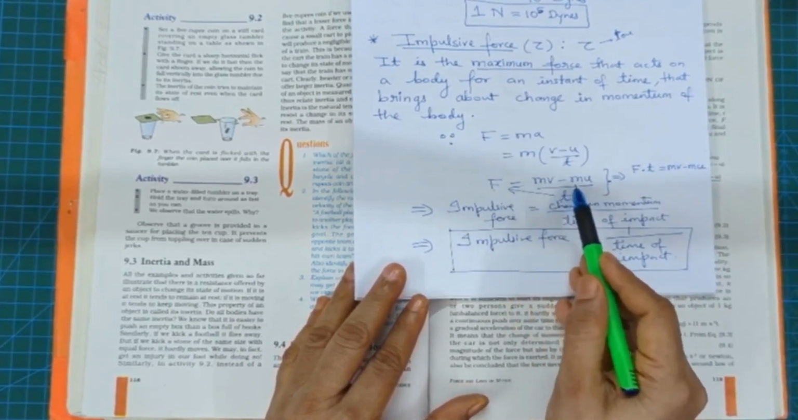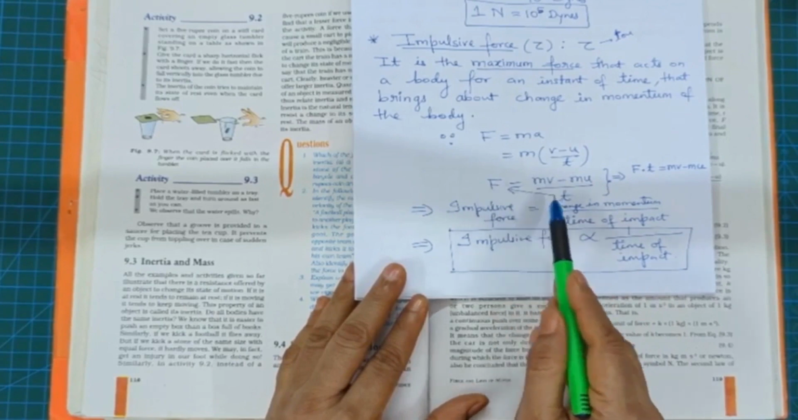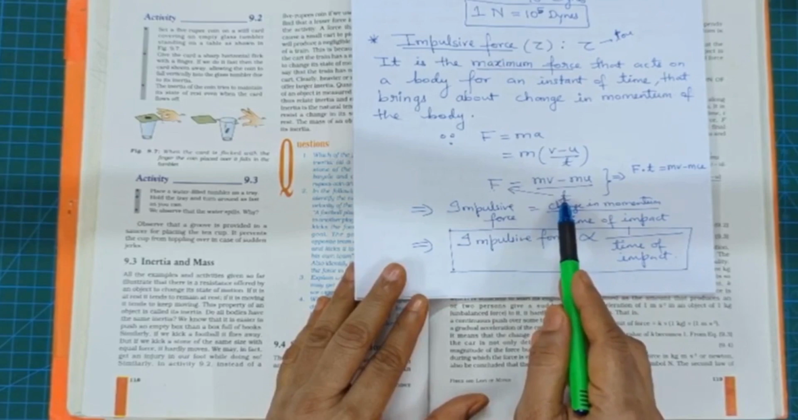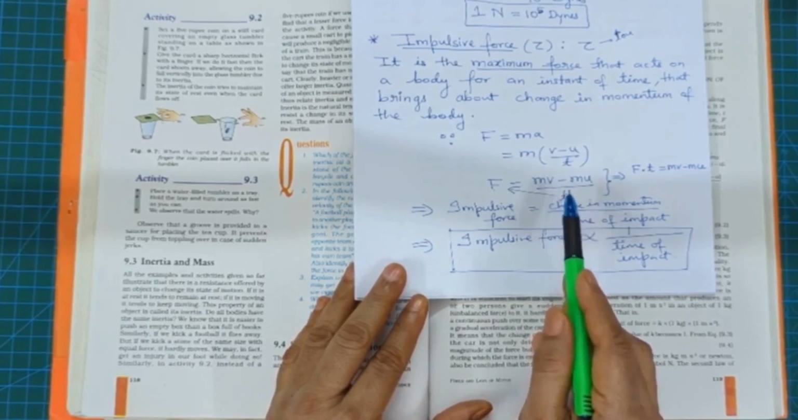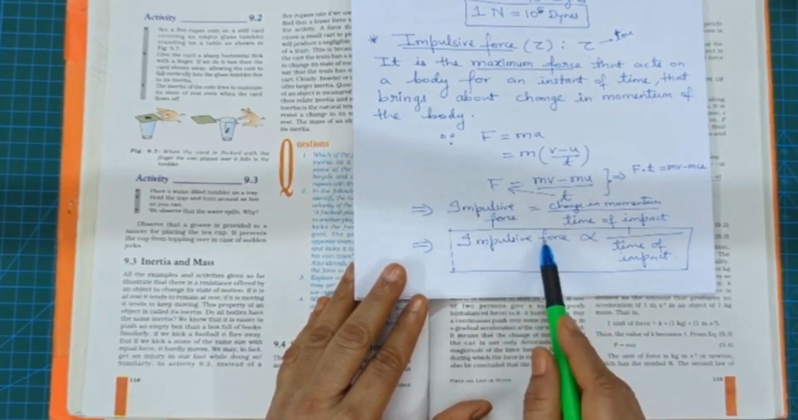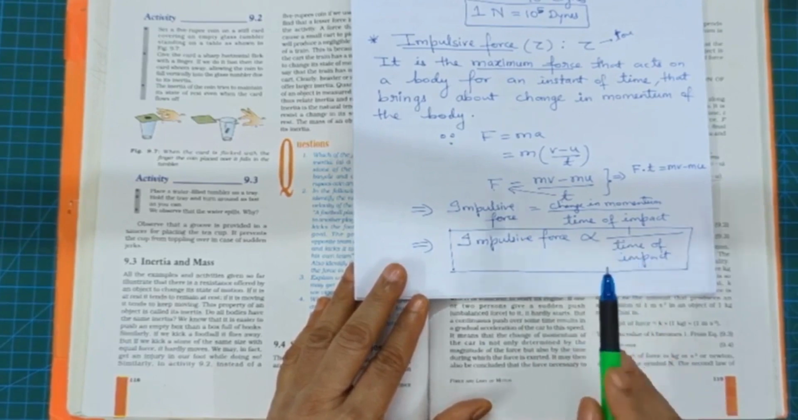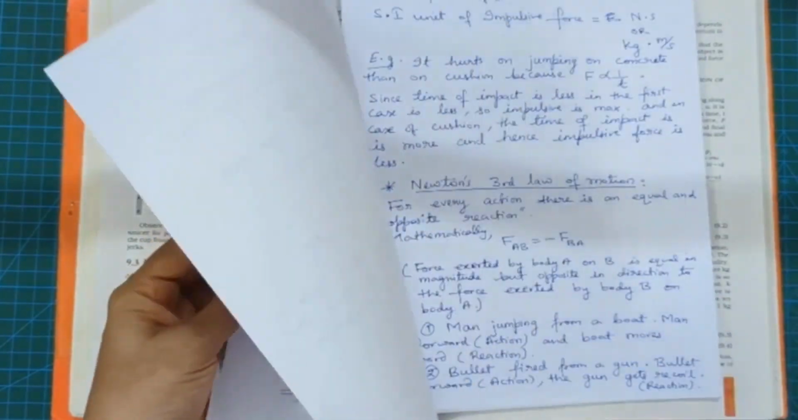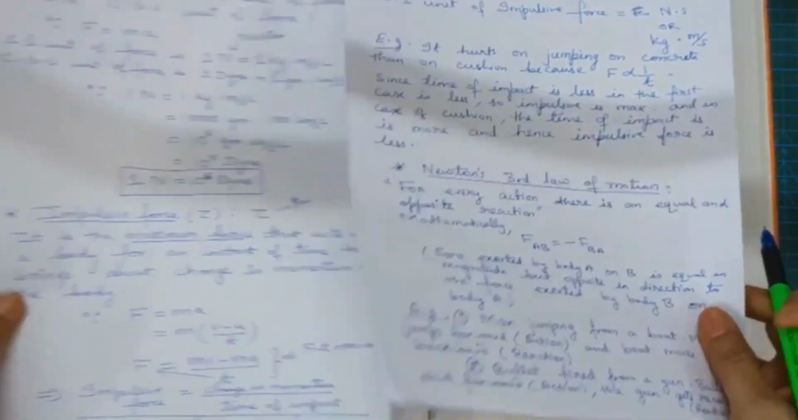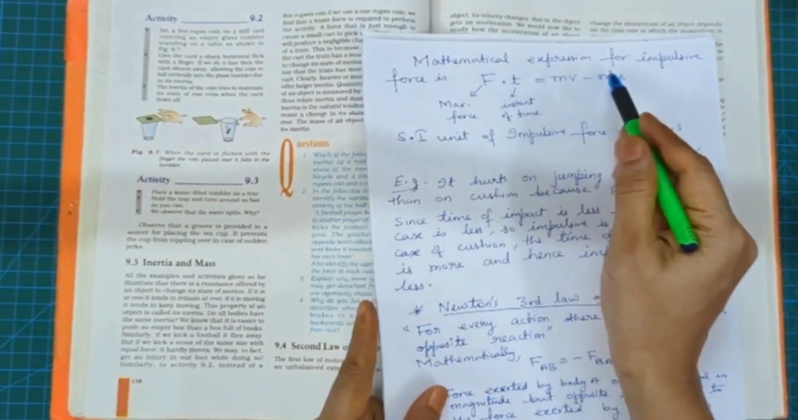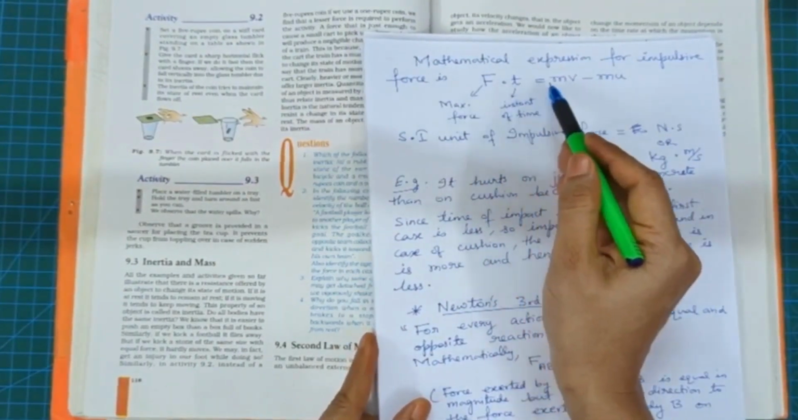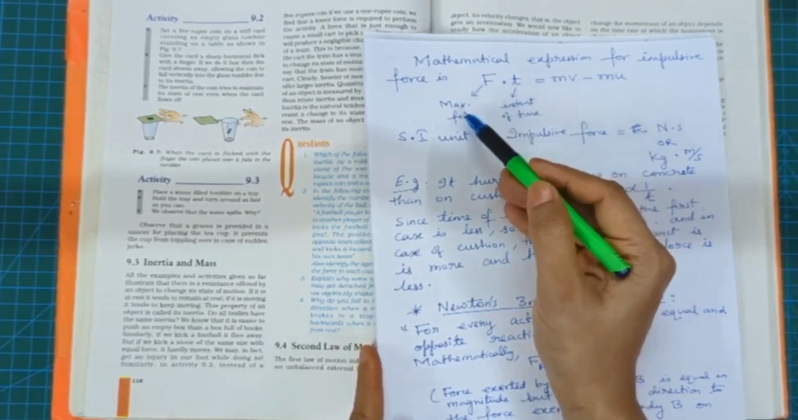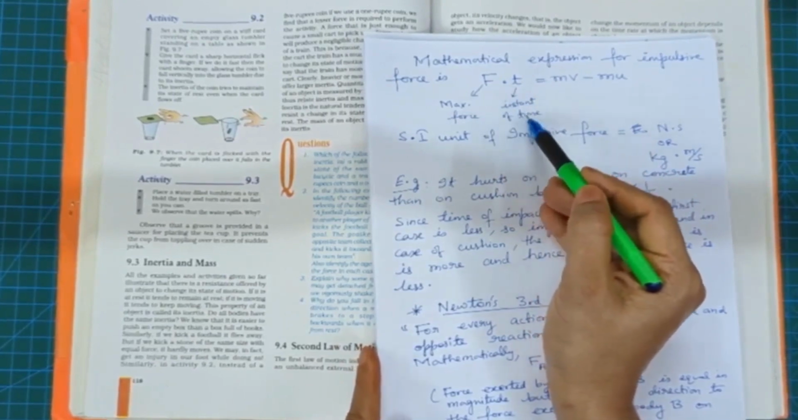So here, if you put change in momentum aside, you will see that impulsive force and time of impact are inversely related. That means if time of impact is less, force is maximum, and if time of impact is more, force is less. So impulsive force is inversely proportional to time of impact. Keep this in mind, where to use this concept. I hope I have written examples for this. Yes, I have. So the mathematical expression for impulsive force is force into time is change in momentum. Force is maximum when time is an instant of time.